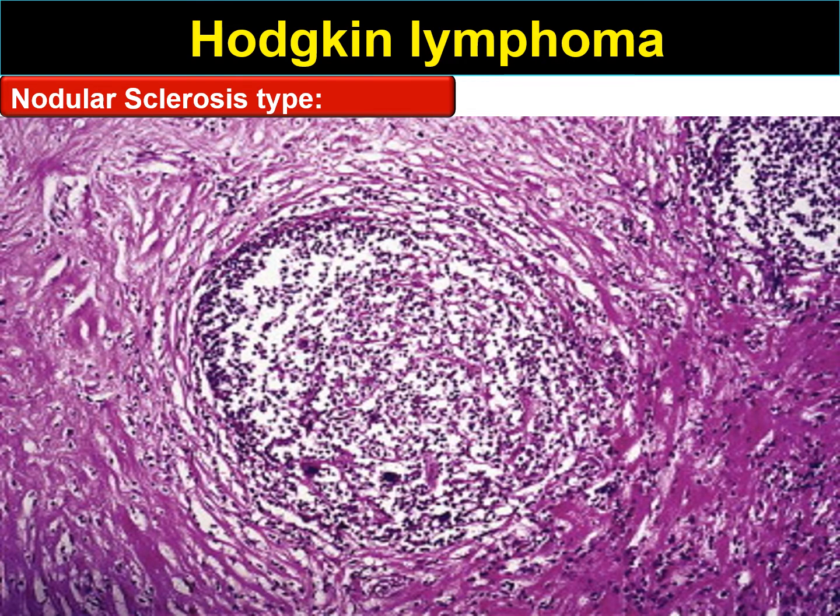So this is a low power view of Hodgkin lymphoma. You can see there is presence of acellular fibrous bands of collagen that are separating or dividing this lymph node into nodules, small nodules. So this is nodular sclerosis type of Hodgkin lymphoma.